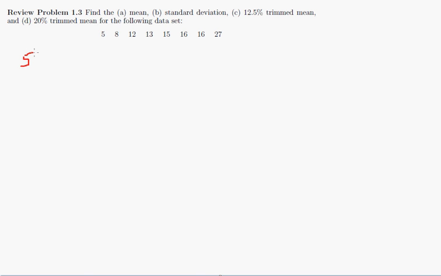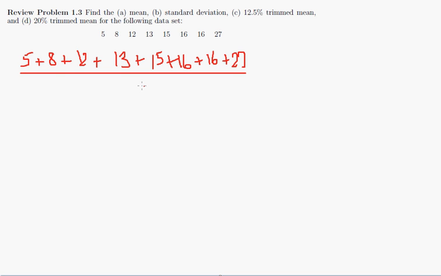Simply do 5 plus 8 plus 12 plus 13 plus 15 plus the two 16s plus 27 and divide by the total number of entries, which is 8, and that will be the mean, x bar. And so doing the arithmetic, we get a mean of 14.